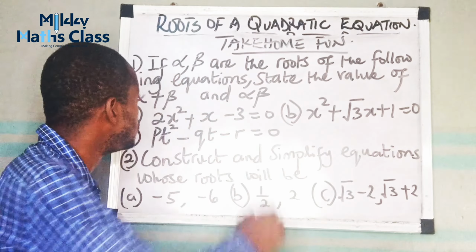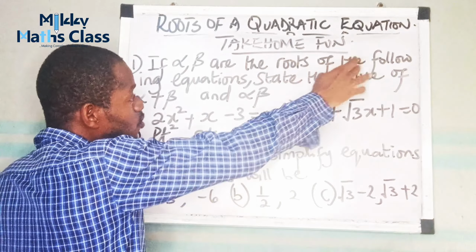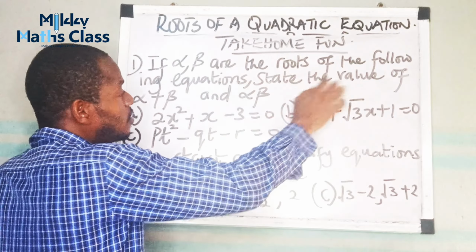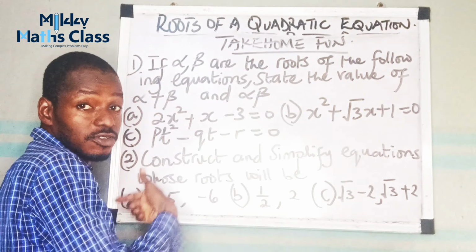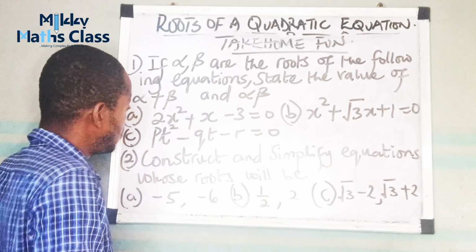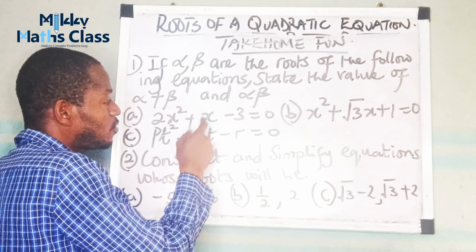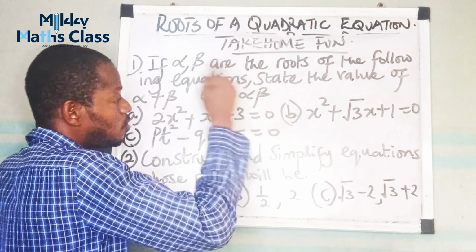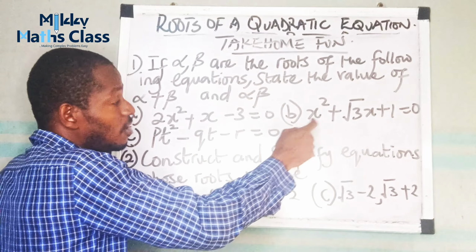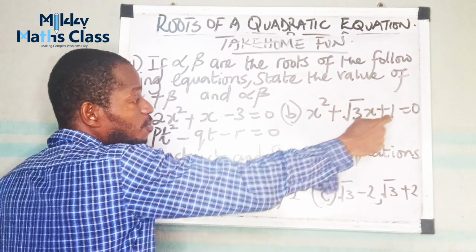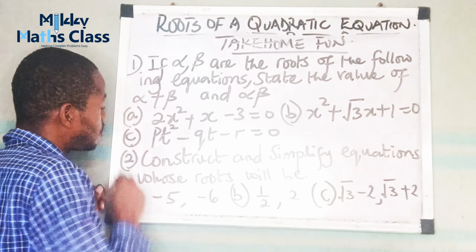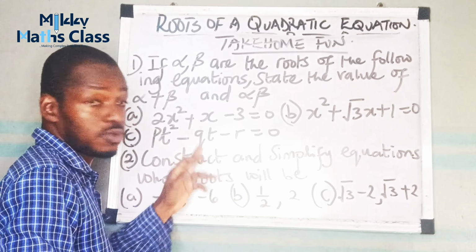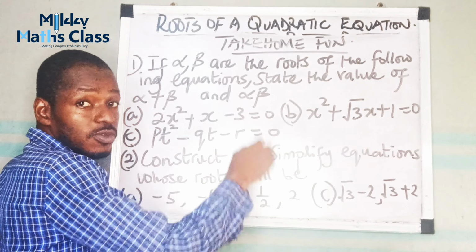The first one says, if alpha and beta are the roots of the following equations, state the value of alpha plus beta, that's the sum of the roots, and alpha beta. So the first one is 2x squared plus x minus 3 equals 0. The second one, x squared plus root 3 x plus 1 equals 0. And the third one is pt squared minus qt minus r equals 0.